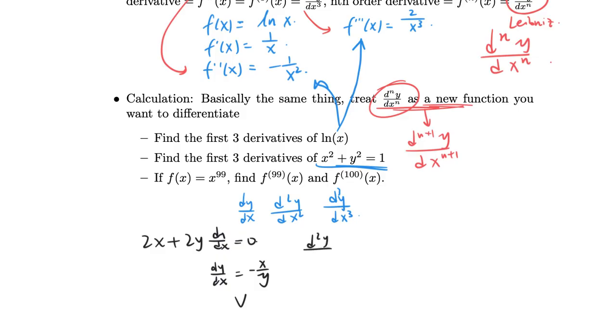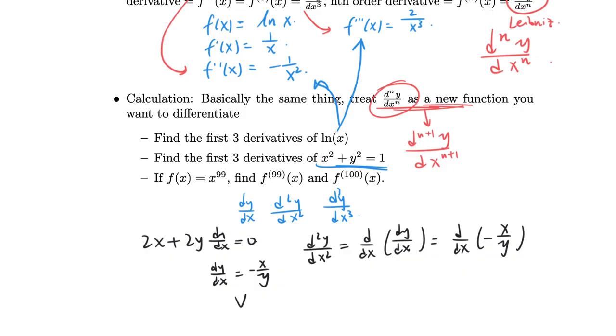d squared y over dx squared is equal to d over dx of dy over dx, which is d over dx of negative x over y. And if you look at this carefully, you would see why it is written like this in Leibniz notation, if you just do some more observation.